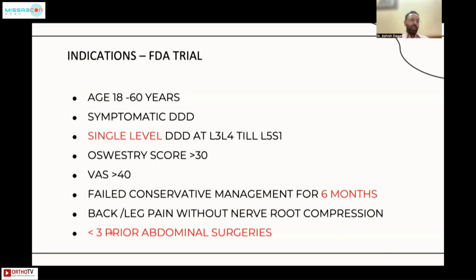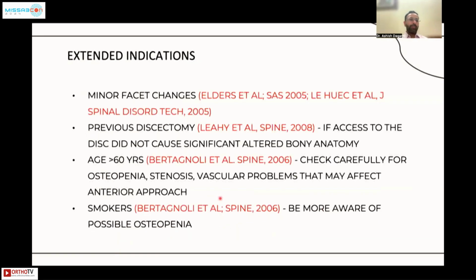And there should be less than 3 prior abdominal surgeries. This is because the access required when doing disc replacement is from the abdomen. But over a period of time, there have been some extended indications and there have been changes in the indications that we can use now.